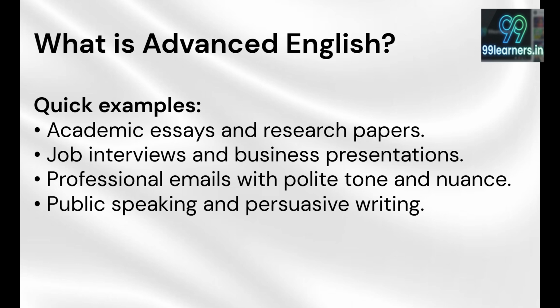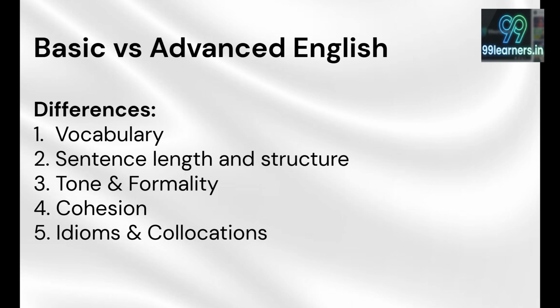Here are the main differences. 1. Vocabulary. Basic uses common words. Advanced uses precise, sometimes less common words. 2. Sentence length and structure. Basic uses short sentences. Advanced mixes short and complex sentences. 3. Tone and formality. Basic is casual and direct. Advanced can be formal, polite, or nuanced. 4. Cohesion. Advanced English uses connectors and transitions to create flow. 5. Idioms and collocations. Advanced speakers use natural phrases native speakers prefer.